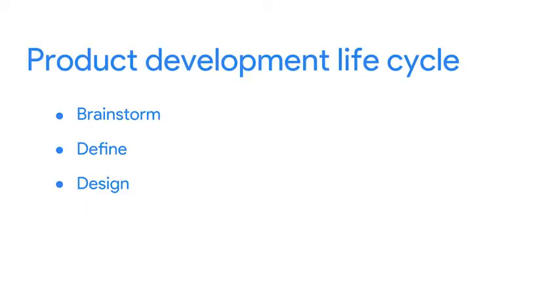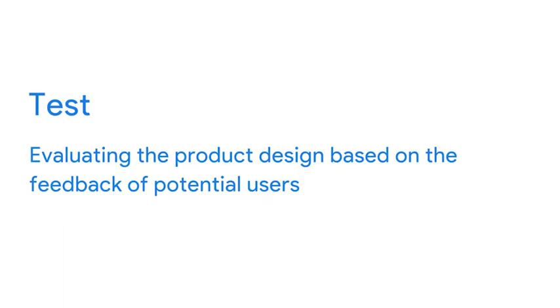The fourth stage is test. In the test stage, the team evaluates the product design based on feedback from potential users. Testing designs with users is really important because it helps the team focus on the user first and foremost, and the designs second. Testing helps identify areas to refine or improve the designs. It also helps UX designers consider the interactivity of the design.